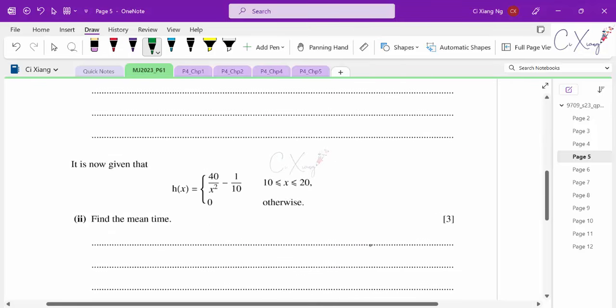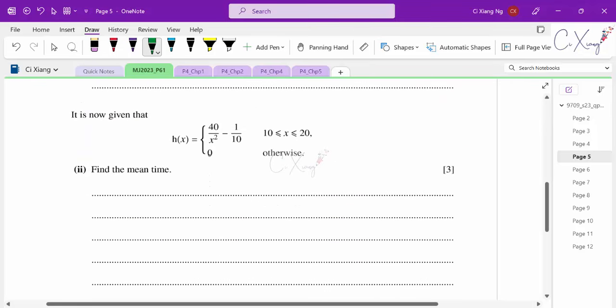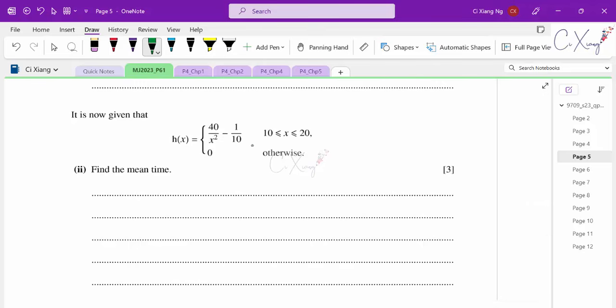And next one. Now they give us a function h(x) in terms of a formula, right? And they also stated clearly that it is defined from x equals 10 until x equals 20 inclusive. They want us to calculate the mean. Right, so to calculate the mean, what is the general formula for the mean?